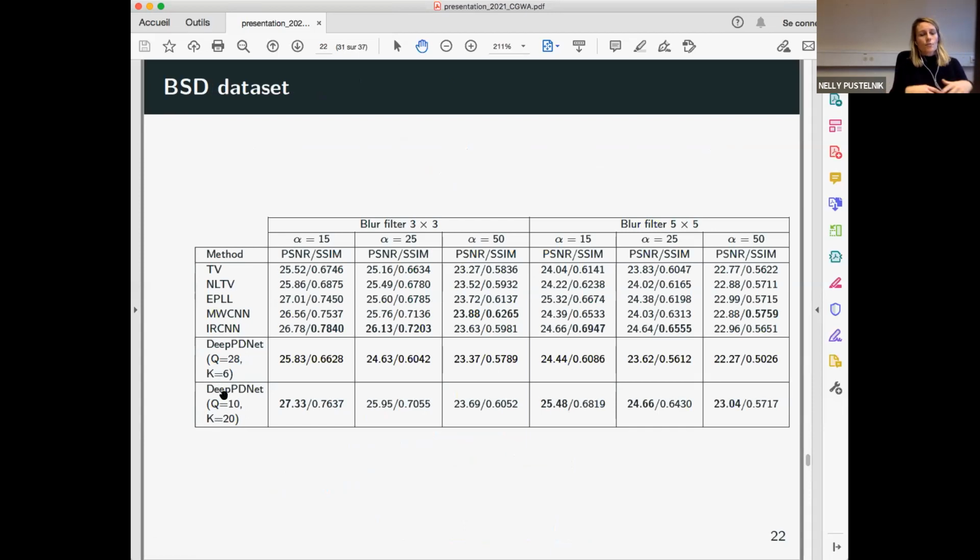It's like if you have more complex data, you need more layers. The other thing is that I'm quite sure that the way we design the filter could be improved on the BSD data set. But still, I think K equals 6 is not sufficient for such a complex database.